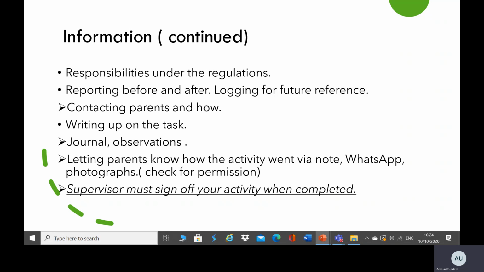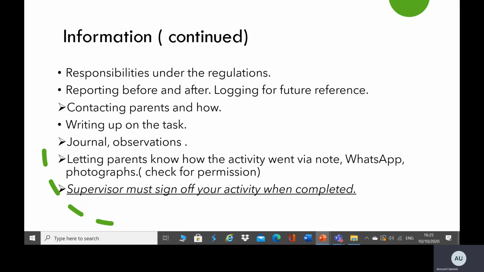Now, a lot of centres like to attach photographs. I do when I'm communicating with the parents at the end of the week on a WhatsApp group, and I always attach photographs. But I have permission from every single parent there to do that. So you check that you have permission to do that before you start doing it.